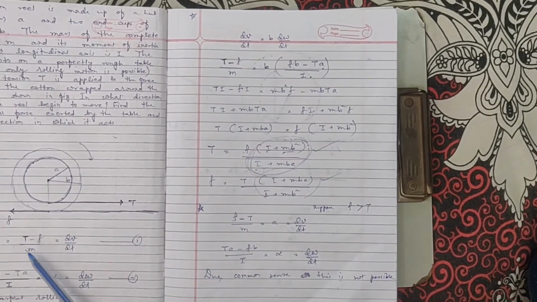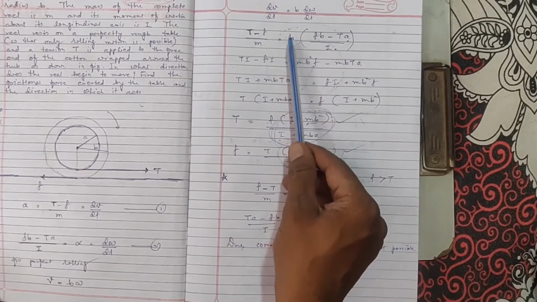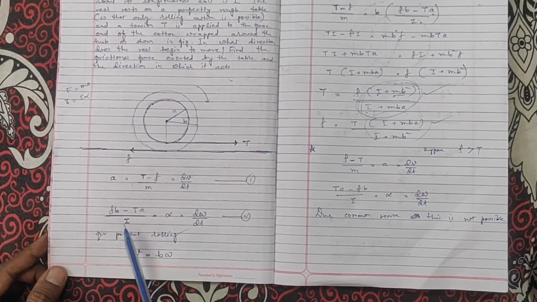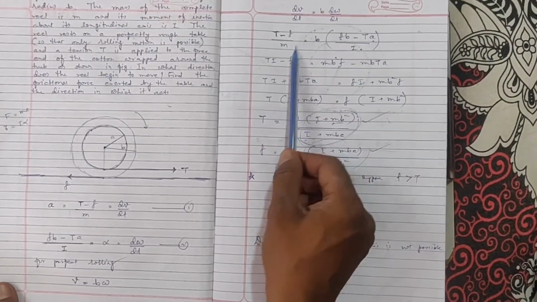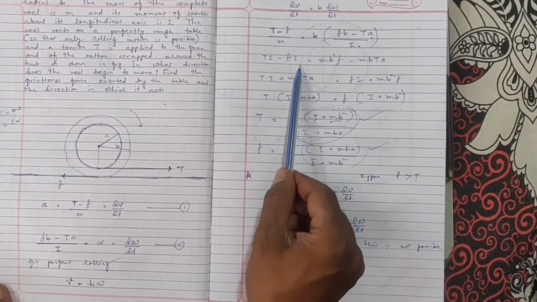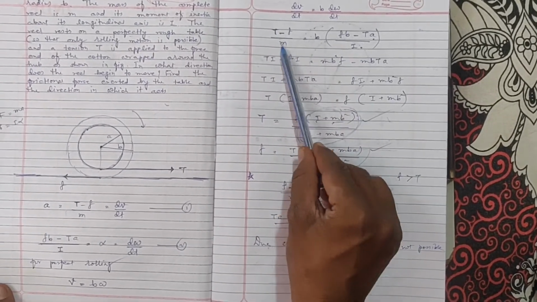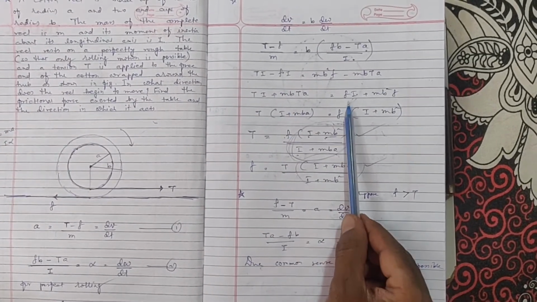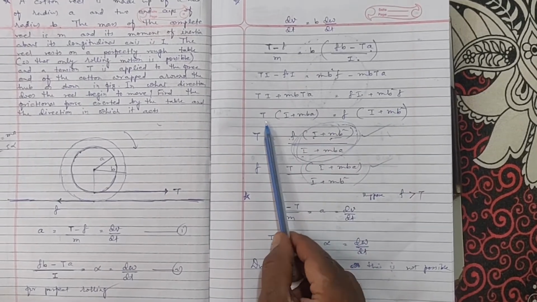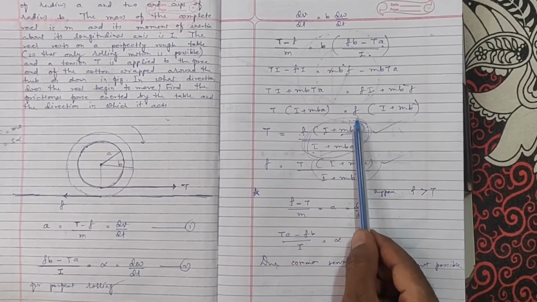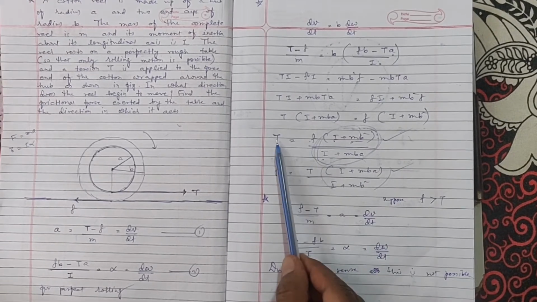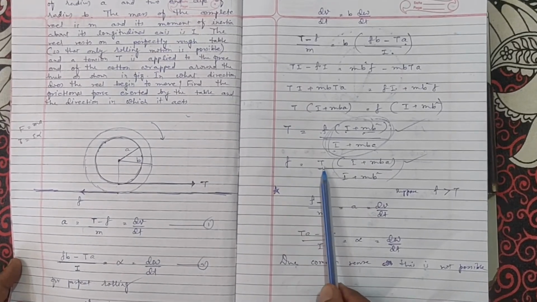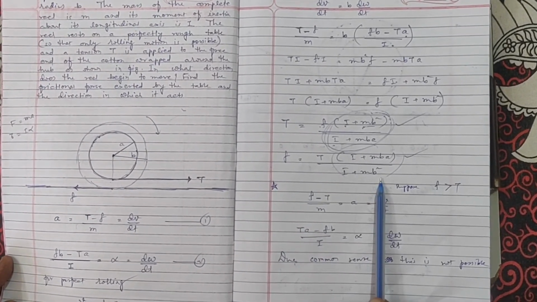Replacing dV by dt by (T minus F) by M, so (T minus F) by M equals B into d omega by dt, which is (Fb minus Ta) by I. Now taking cross multiplication, TI minus FI equals MB squared F minus MbTa. So TI plus MbTa equals FI plus MB squared F. Taking T common, T(I plus MbA) equals F(I plus MB squared). So T equals F(I plus MB squared) upon (I plus MbA), and F equals T(I plus MbA) upon (I plus MB squared).